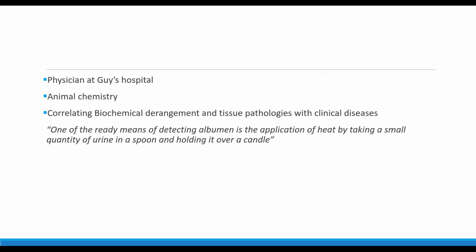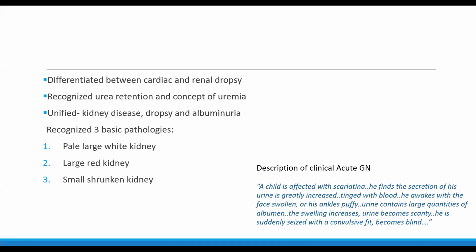This description is found in Bright's writings. One of the ready means of detecting albumin is the application of heat, by taking a small quantity of urine in a spoon and holding it over a candle. So more than 170 years ago, his teachings have taught us that if the urine of a patient with kidney disease and dropsy curdles when heated, it indicates the presence of albumin in urine. He also differentiated between cardiac and renal dropsy by using this method of detecting proteinuria.